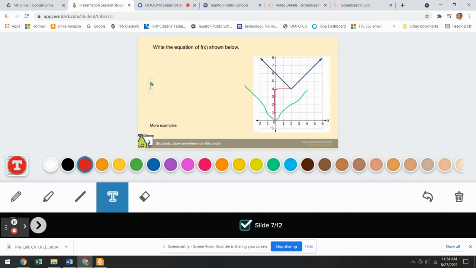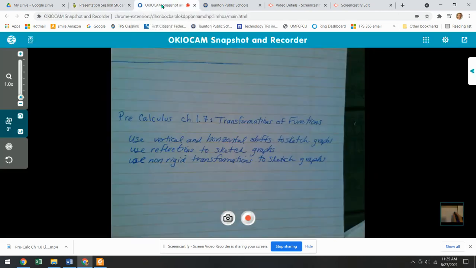So f of x is equal to, I'm going to draw the absolute value in just a minute. So if it went to the right 2, and then after the absolute value, it went up 4, and then I need to just come back and draw these absolute value signs. So the shift to the right happens inside the absolute value, and then the shift up happens after the function's been applied. Okay, let's shift over and do some more examples on paper.